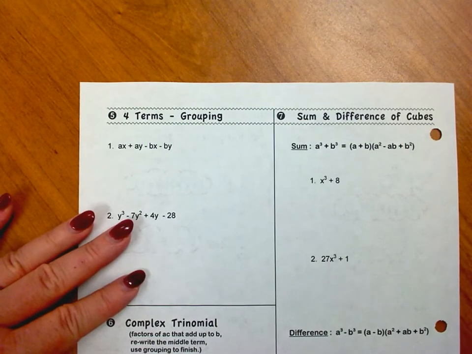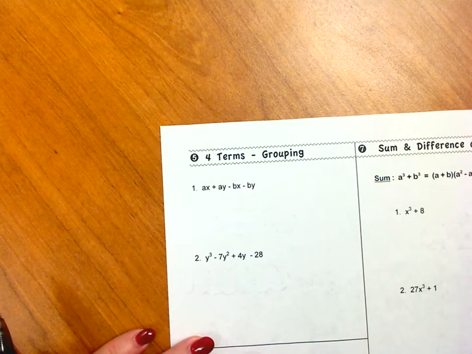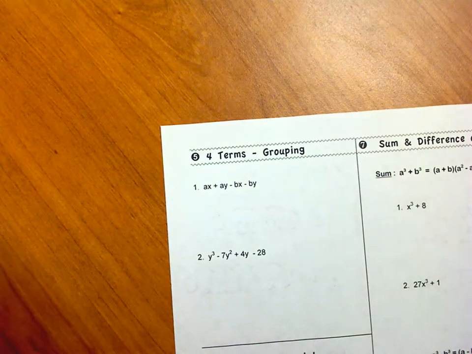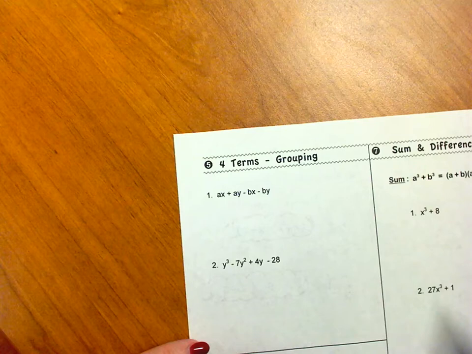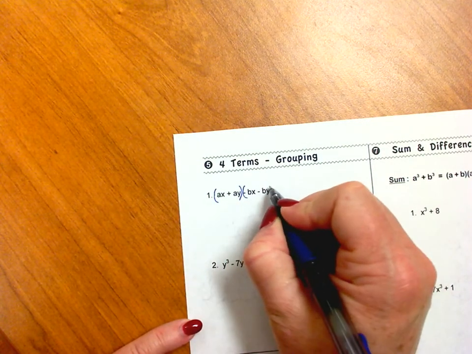Okay. Now we're going to use grouping. Anytime you have 4 terms, you're going to use grouping. We also use grouping when we get to complex trinomials because we create 4 terms. But we'll get to that in a minute. Okay, so what I want to do is put parentheses around the first 2 terms and the last 2 terms.